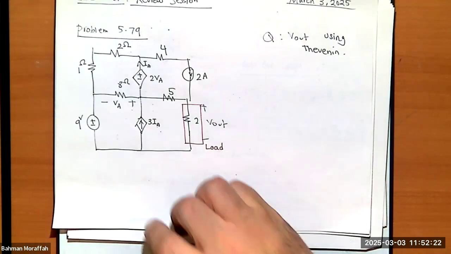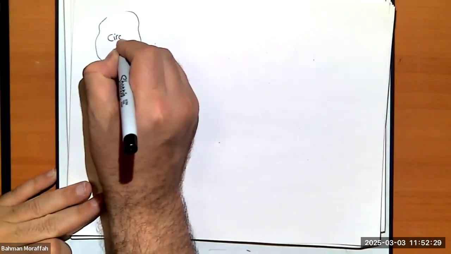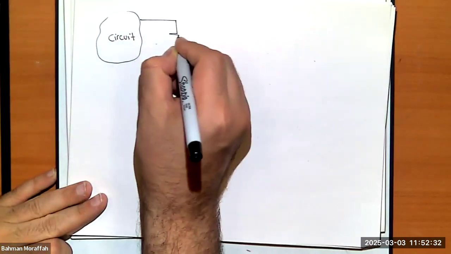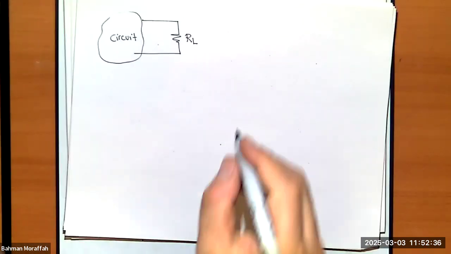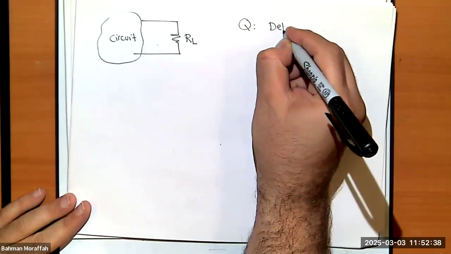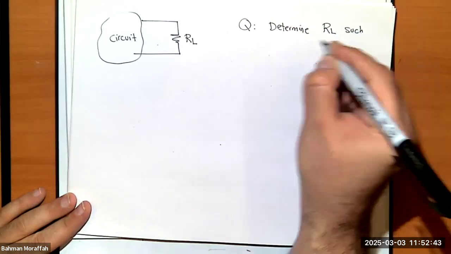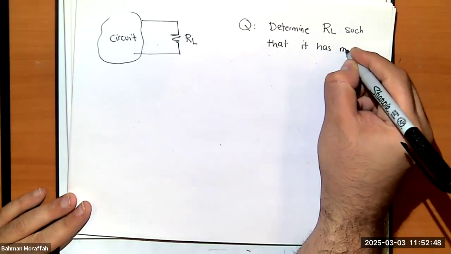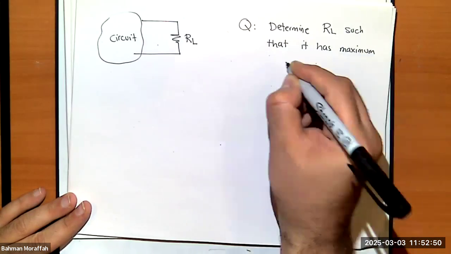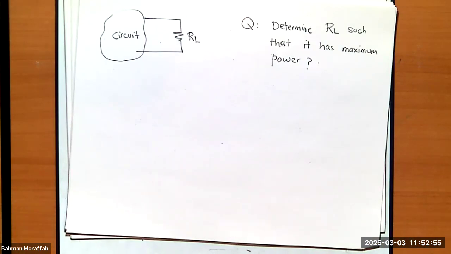Basically, my question is as follows. Let's just say I have a circuit that is connected to some load. And the question is, determine RL such that it has maximum power. How do I do this?